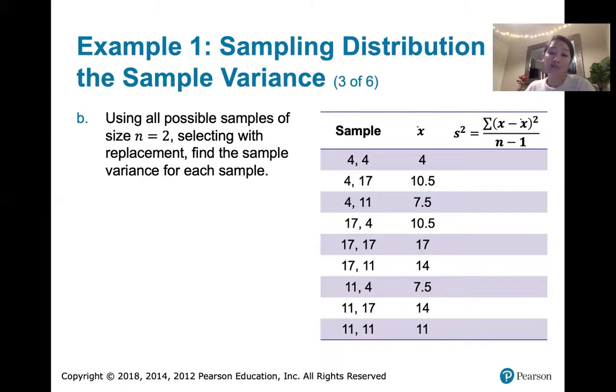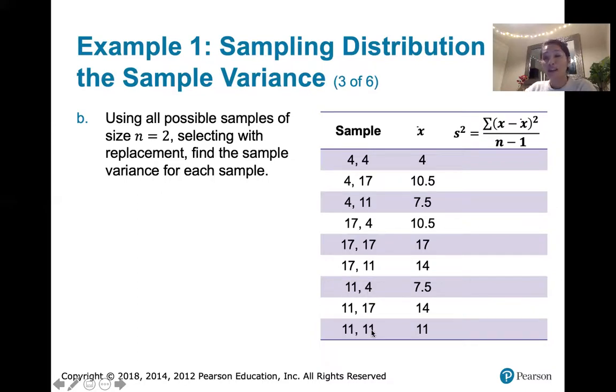So according to that multiplication counting rule that we talked about in chapter 4, we've got 3 times 3 possible samples, or 9 samples. So we can either choose 4 first and then choose a 4, a 17, or an 11, or we can choose 17 first and then choose a 4, a 17, or an 11. And then we could choose 11 first and then choose a 4, a 17, or an 11.